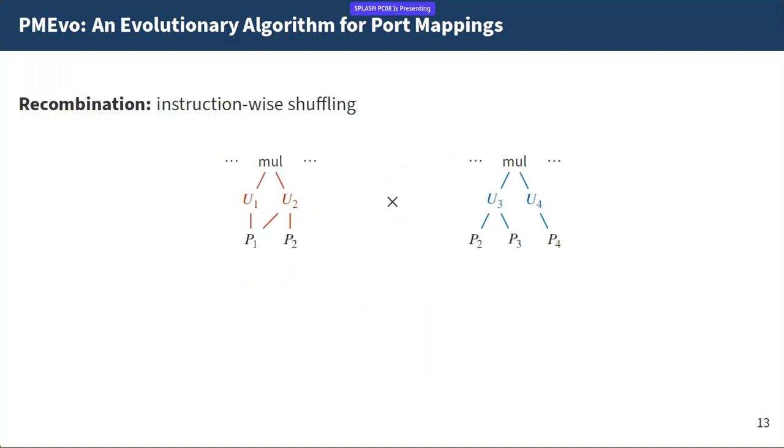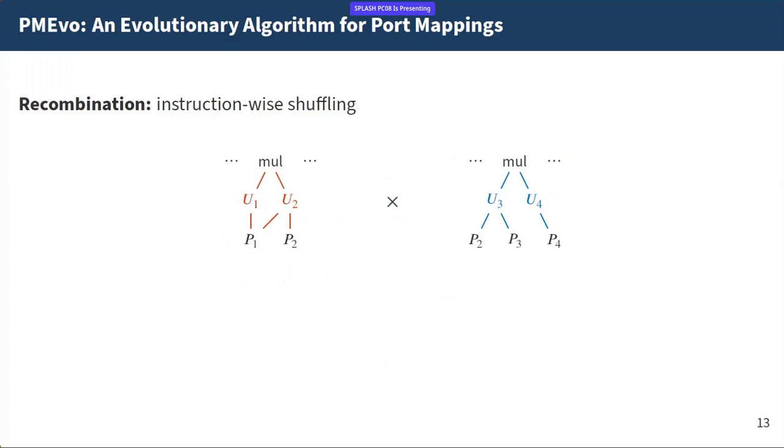For our recombination operation, we use a binary recombination operator, which means we take two individuals from the population and produce from them two new offspring port mappings. And we do that in an instruction by instruction way. So we look at each instruction separately. We take all the micro-ops of both parent port mappings, throw them basically into a set, shuffle it, and randomly separate it for the new offspring port mappings.